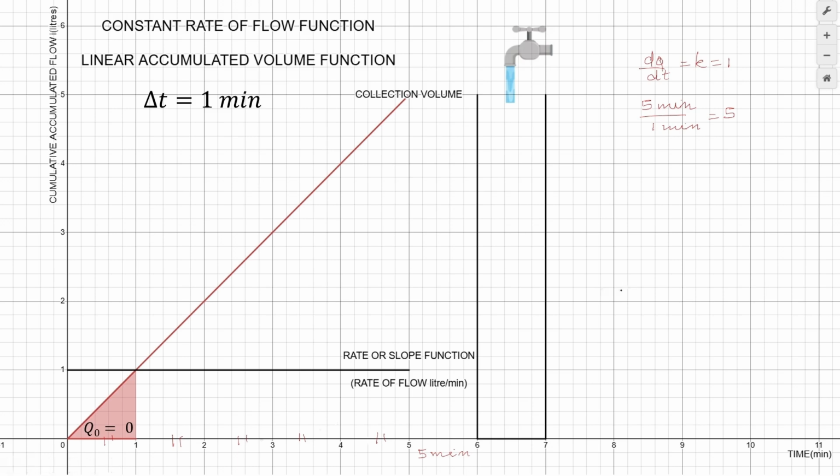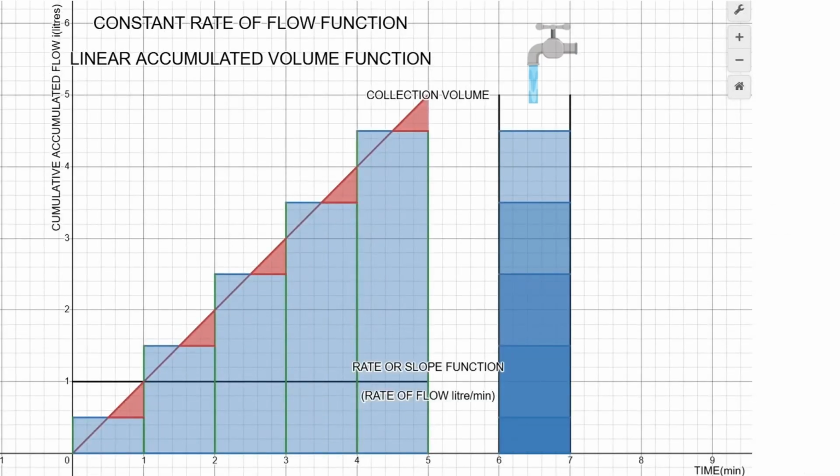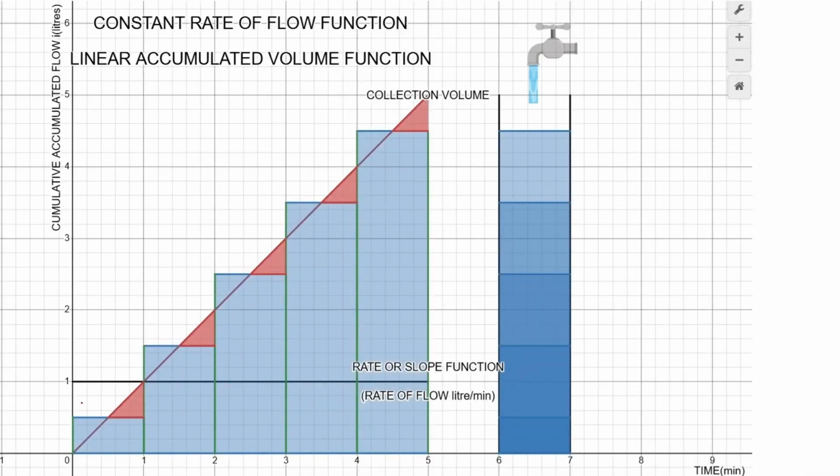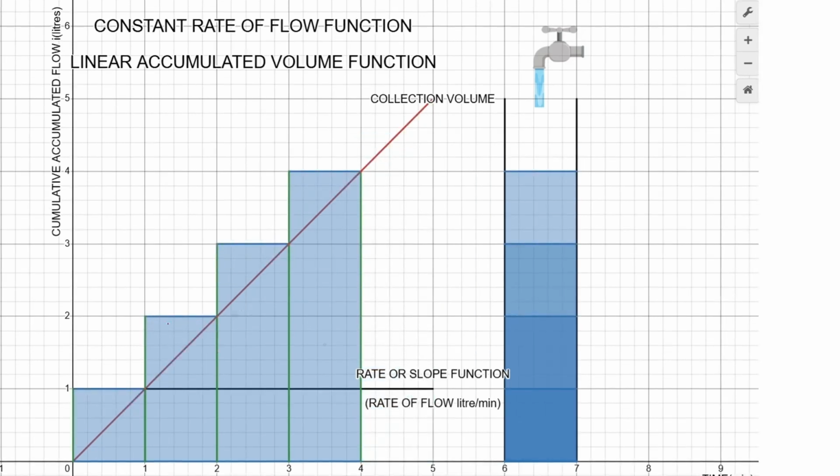Now we can carry out numerical integration using the Riemann rectangle strips. Here we are using the left Riemann integration strip, so q naught will be equal to 0. That is why we get the initial value as 0. If you are using a center Riemann integration strip, the initial q naught value will be 0.5. And if you are using a right Riemann integration strip, then your q naught value will be equal to 1.